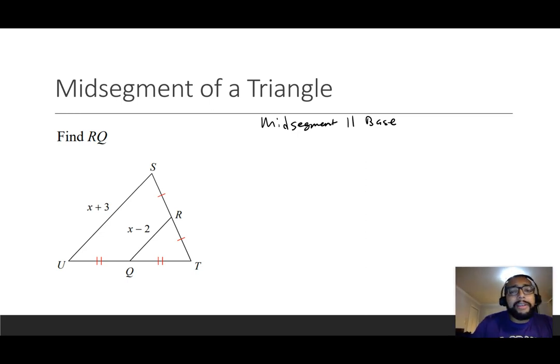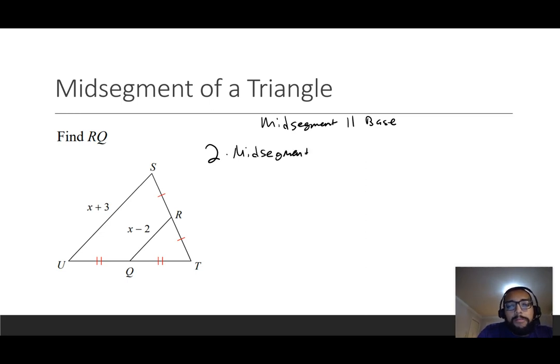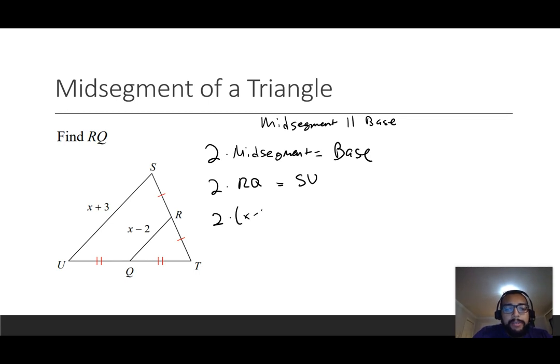So I'll use that second formula of 2 times the mid-segment is equal to the base. In this case, we have 2 times RQ, which is equal to SU. And we know that RQ is x minus 2, and SU is x plus 3. Once we knew what the base was and what the mid-segment was, we can just plug it in and work from there.